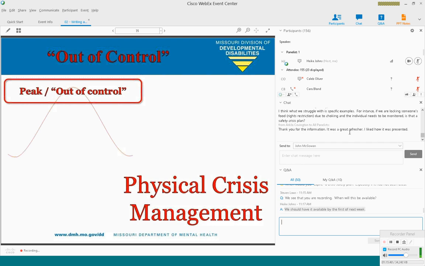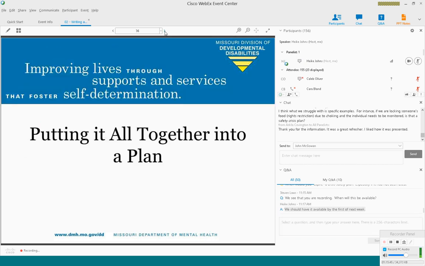Doesn't look like there are any other questions on that, so I will go into the next section. Again, if you have more questions, just shoot them out and I will address them as they come in. So we're going to look at how we put it all together now. So the directive has a sample format that's included. It's attachment B.